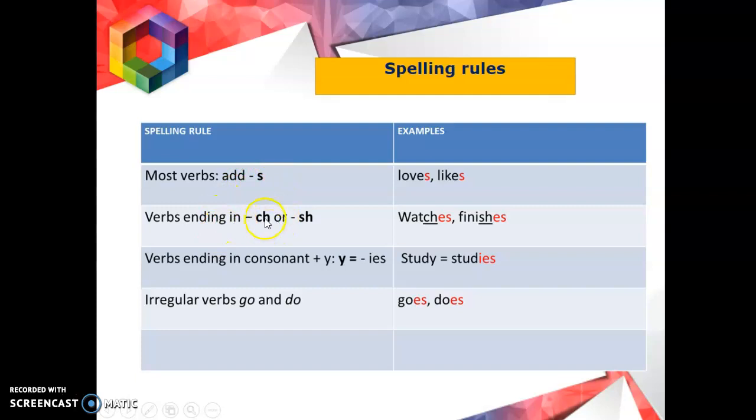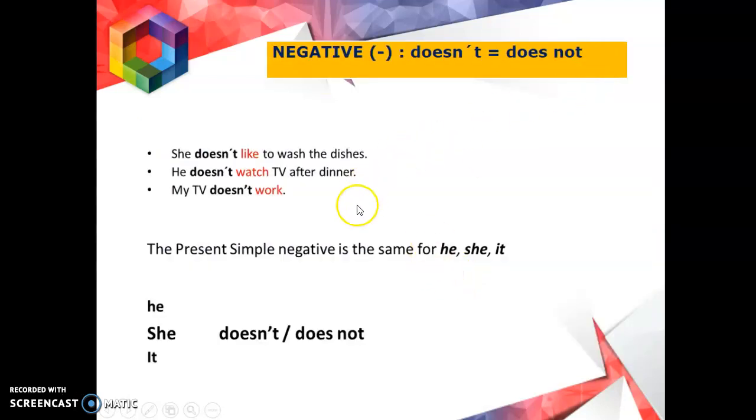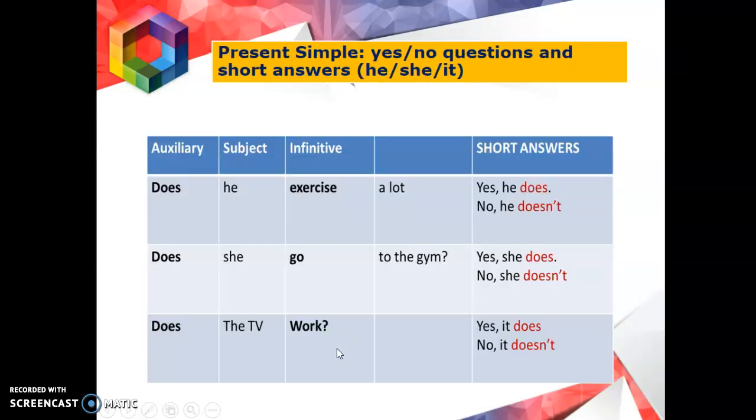Y hay otros verbos que terminan con CH, en donde tiene que agregar la ES, o también verbos que terminan con SH. Y ahí básicamente, según la tabla, vas a encontrar diferentes usos. Y en la negación, the negative part, you're going to find that you just need to put the contraction here for the informal part, and does not comes in complete sense. He doesn't or he does not. She doesn't or she does not. It doesn't or it does not.